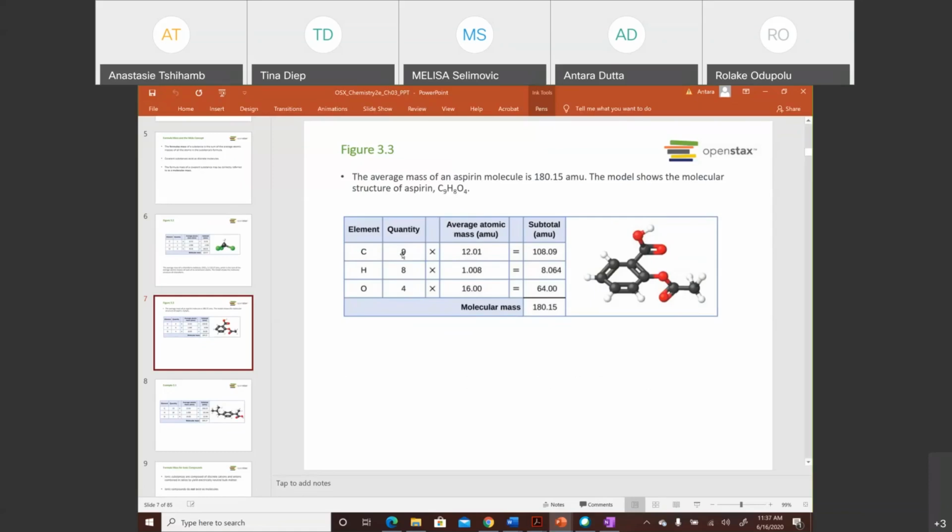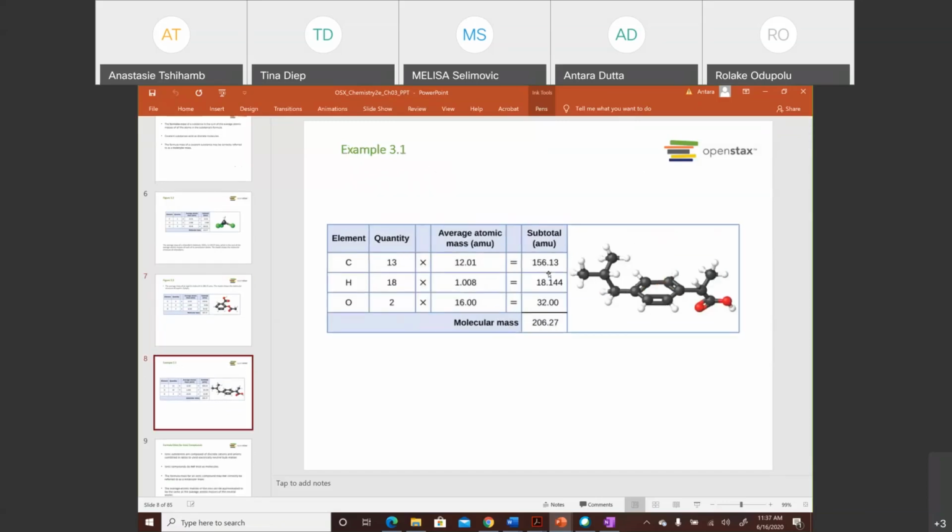Then hydrogen: since the subscript is 8, there are 8 atoms of hydrogen. You take the 1.008 value from the periodic table and multiply by 8, which is 8.064. The next element is oxygen. You take 4 atoms of oxygen, with average atomic mass 16, multiply by 4, and get 64. Now you take the sum of all the elements' atomic mass values, and that gives you the molecular mass or molar mass of aspirin. So you can calculate anything like this. Okay?